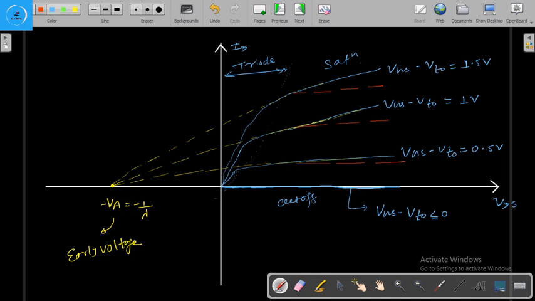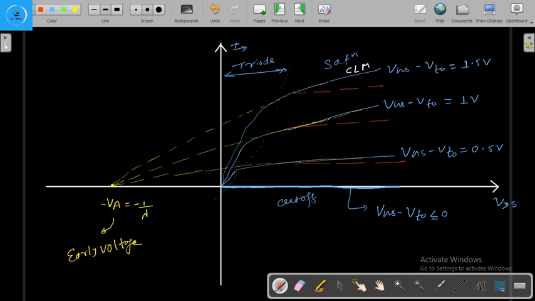But because of channel length modulation, this curve comes like this. Here the IDS, the drain to source current, is increasing in the saturation region, but earlier we saw that the drain to source current is constant in the saturation region. That was the theoretical concept, but practically, when we increase the VDS beyond the VDsat, the channel current, or we can say the drain current, is increasing. So this is because of channel length modulation.